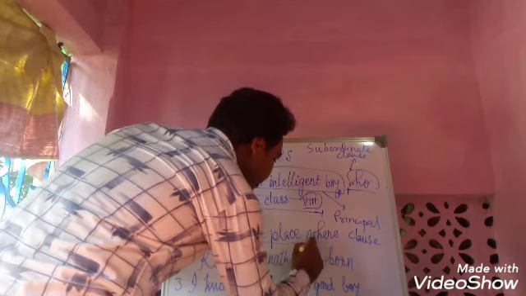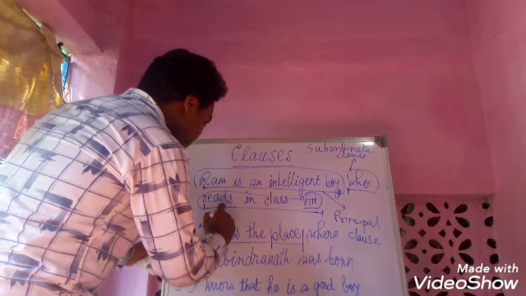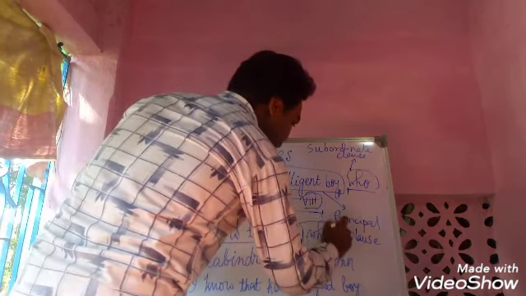Okay, now come to the second example. This is the place. This is one clause. This is the principal clause.